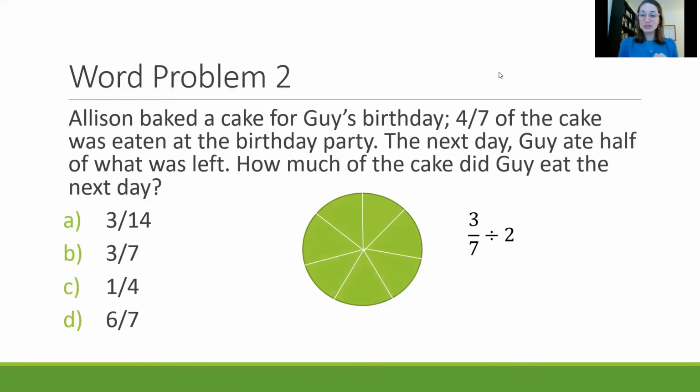First, we need to take our 3/7, what's remaining, and divide it by 2. Now, we know that dividing by 2, when we're talking about fractions, is actually the same as multiplying by the inverse. So instead of divided by 2, we can do multiply by half, and that's even easier because in multiplication for fractions, you just multiply across the top and multiply across the bottom. So that means 3 times 1 is 3, and 7 times 2 is 14. So the answer is that Guy ate 3/14 of the cake the next day.